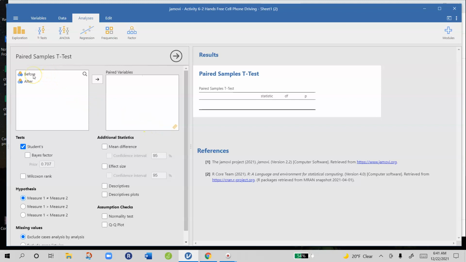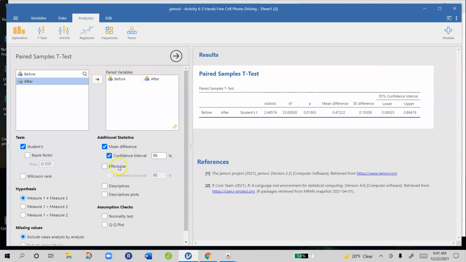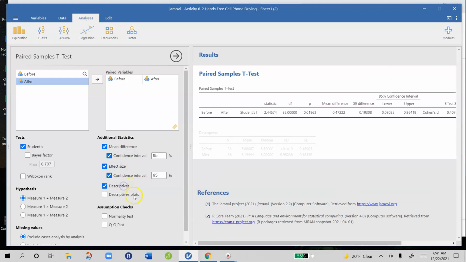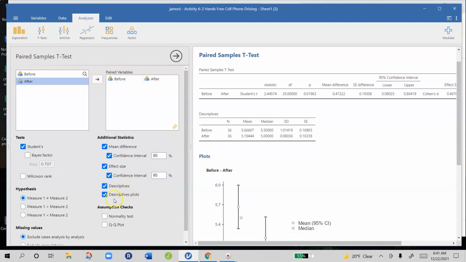So we have two variables, their scores before, or the number of times they used the cell phone in busy traffic before the documentary and then after the documentary. So we're going to ask for a mean difference with confidence intervals around it, effect size with confidence intervals, descriptive statistics and descriptive plots, and then we have to decide on our hypothesis.